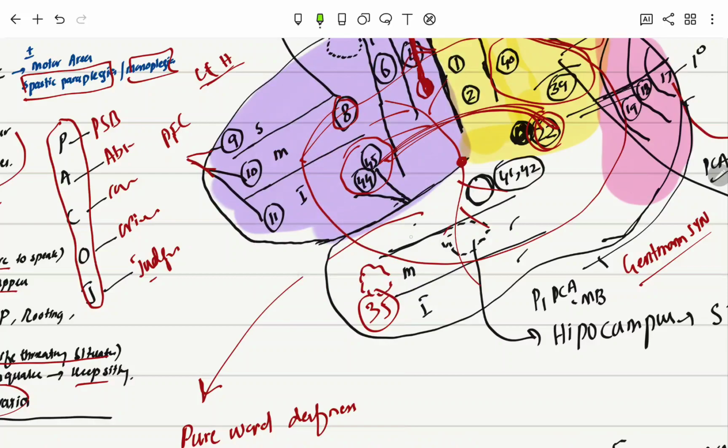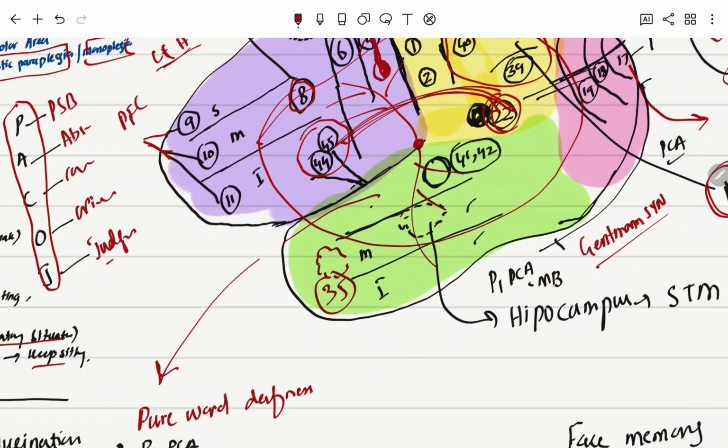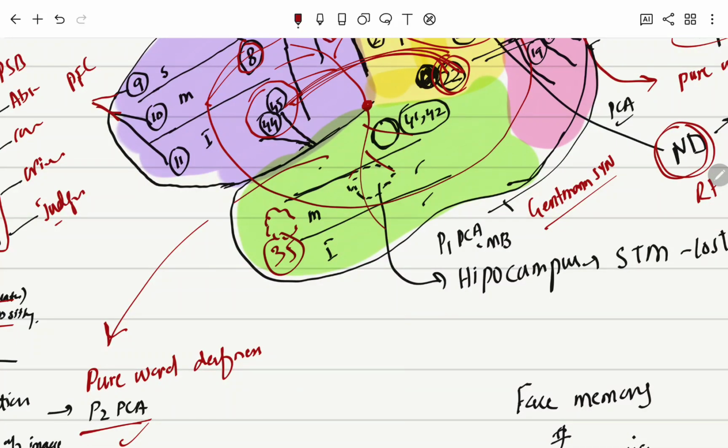All right, so this is the temporal lobe. We'll have the primary auditory cortex in here, the olfactory area in here, and the hippocampal area in here. So what's going to happen when there's damage to the temporal lobe?